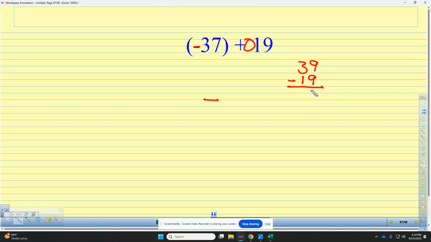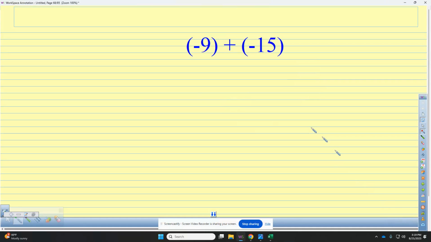9 minus 9 is 0. 3 minus 1 is 2. So we end up with a negative 20 for an answer. Last problem. Would you try this on your own? Pause the video, see what you can do.